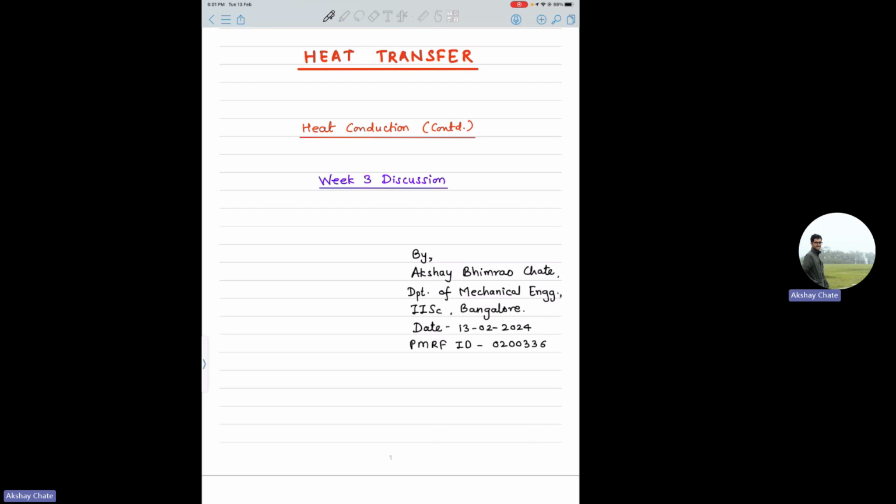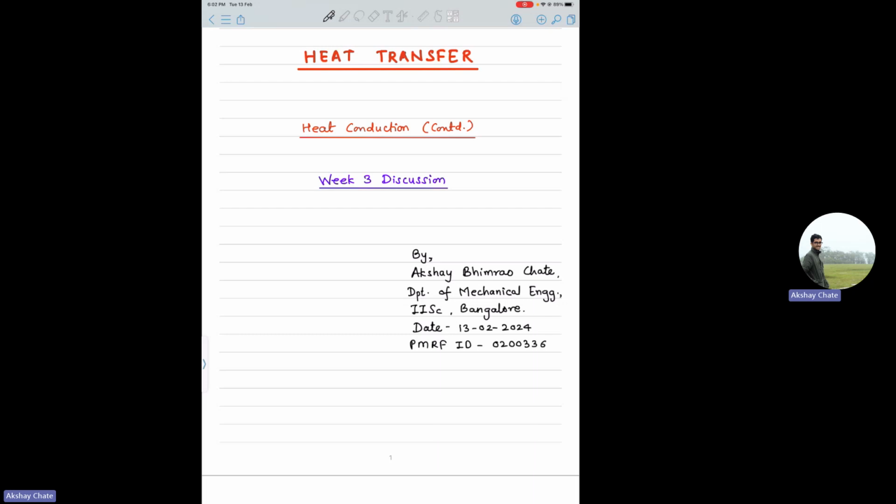Some of the topics taught in this third week of the course regarding heat conduction include lumped heat transfer problems. We'll take some numericals about that, and one thing that was not taught in the class that I'll also discuss: how you calculate total heat loss from the body. Second is regarding 2D steady state heat conduction.